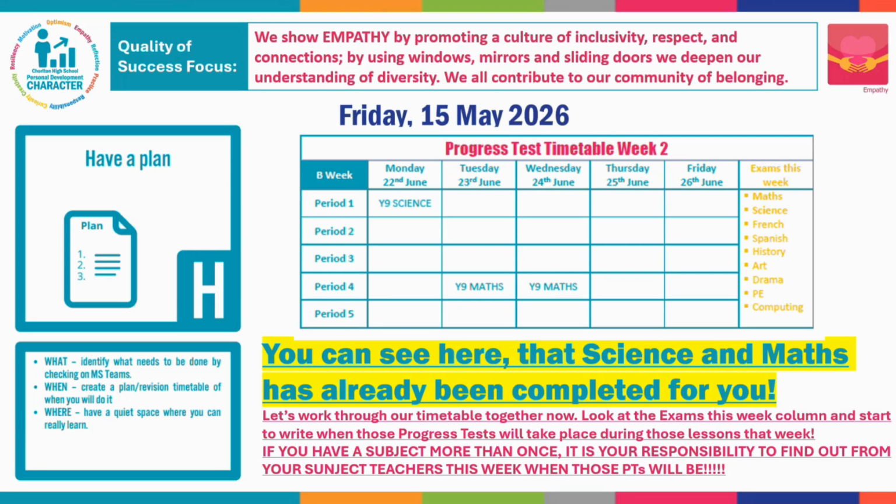So you will have a science progress test on Monday, period 1 of that second week of progress tests, and you will have your maths progress test on Tuesday, period 4, and Wednesday, period 4. Okay, so that is when your science and maths will take place. And like I say, just like the week 1, all the other subjects that you are going to have that week are in yellow at the side.